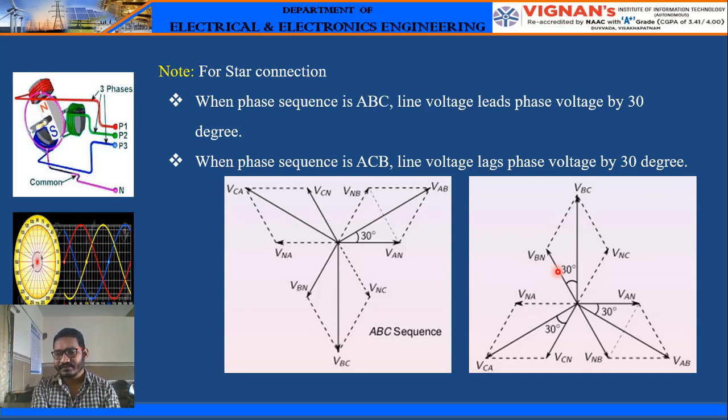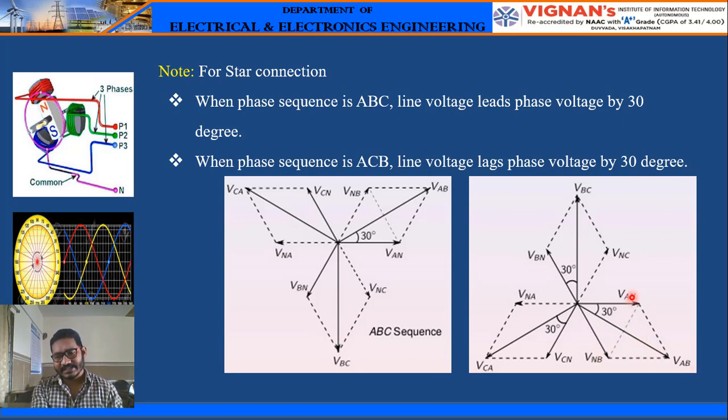Now suppose you want VAB. VAB means VAN minus VBN, or VAN plus VNB. VNB is opposite to VBN, so it is minus VBN. So, the phasor summation of VAN plus the addition of minus VBN. If you take the phasor summation, you will get VAB like this.